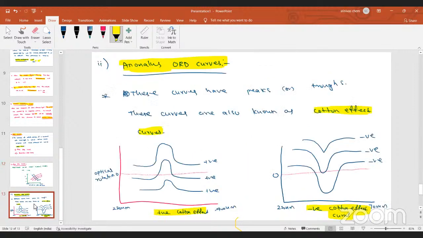And the second one, anomalous ORD curves. These curves have peaks or troughs. These curves are also called Cotton effect curves. So these are positive Cotton effect curves, and these are negative Cotton effect curves.